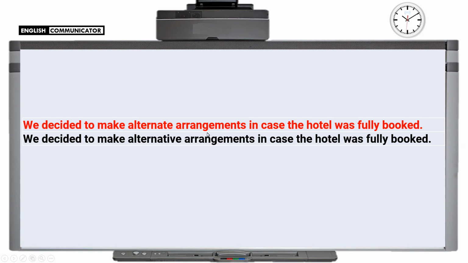So, alternate arrangements? No, it's wrong. Alternate is another way, but for arrangements or opinions or suggestions always use alternative: alternative opinions, alternative suggestions, or alternative possibilities.